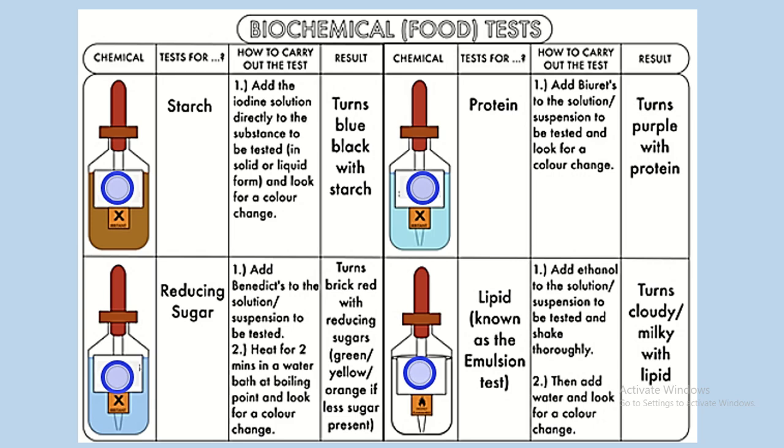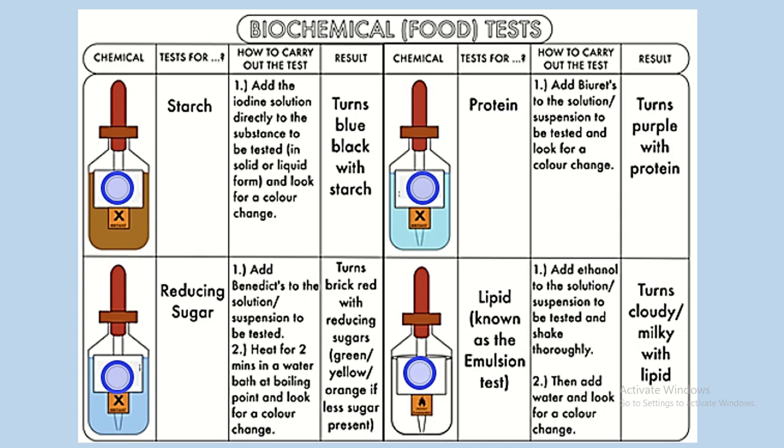But there are steps involved which need to be well understood. You add the solution to the sample, and then you have to heat for like 2 minutes using a water bath at a temperature of 80 degrees Celsius. So please take note of that. The color usually changes gradually from the initial blue through green, yellow, orange, and eventually red. So it turns brick red if reducing sugar is present in large quantity.